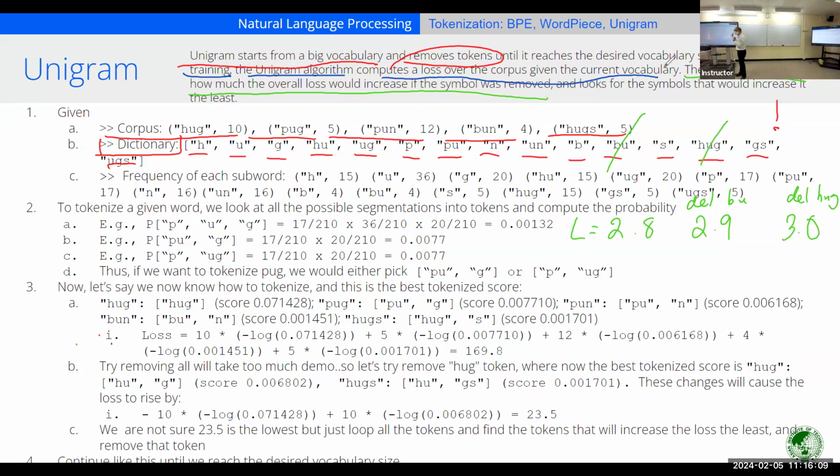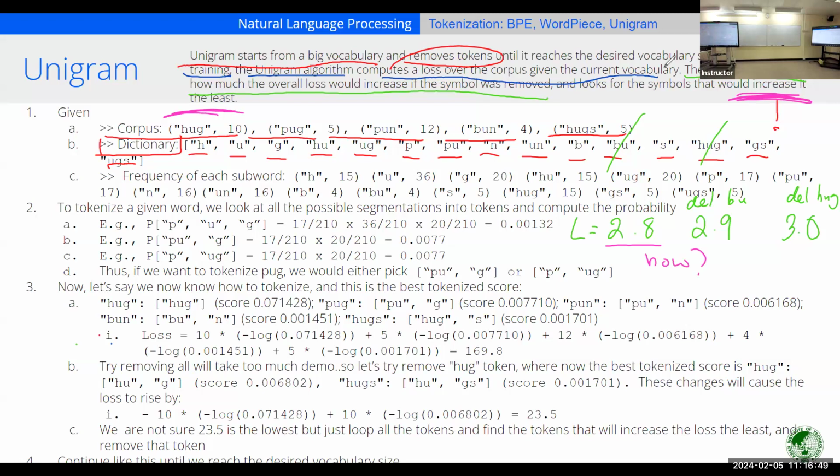But you don't do only two, you do all of them. You do it for all and see which one increases the loss the least. That one you delete, because it is the least useful. I mean, everything is useful, but some are less useful. Okay, so that is the idea. But how do we compute the loss? This is something we have to understand.